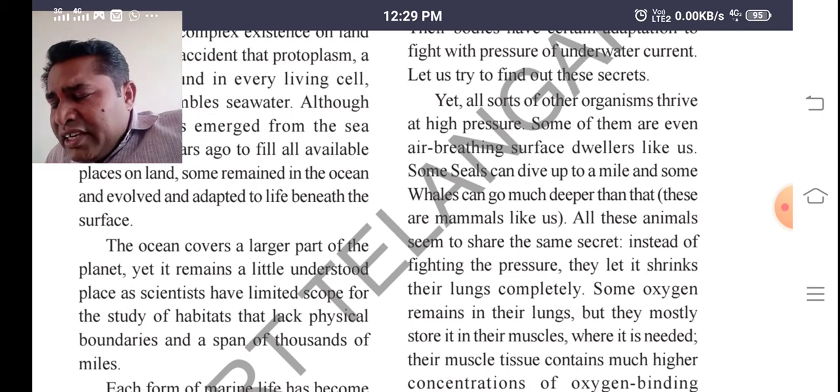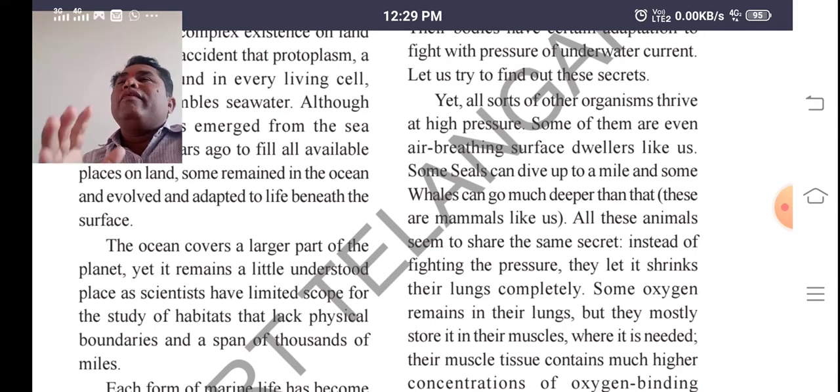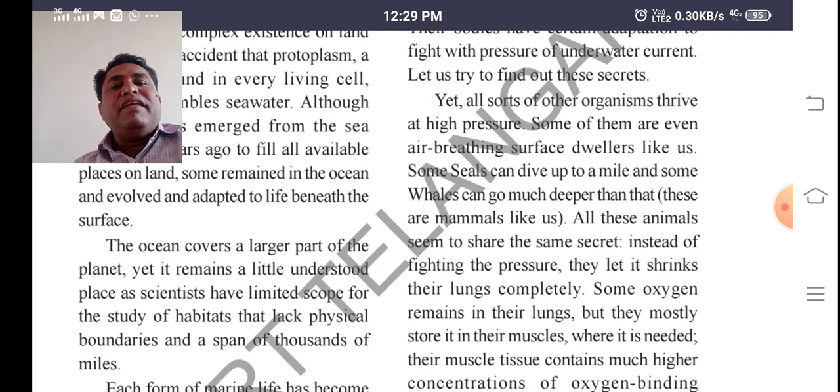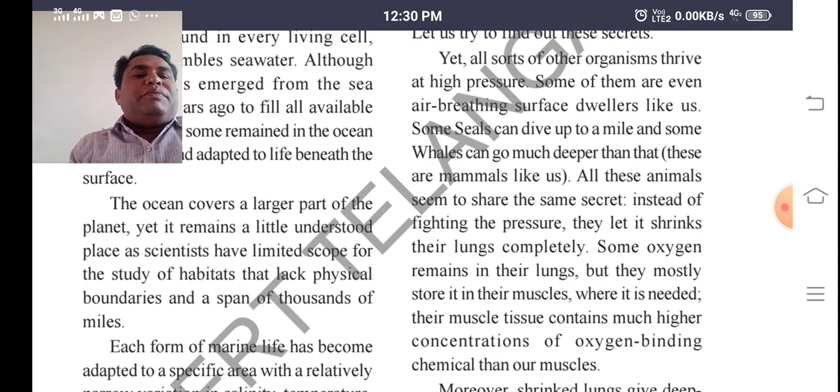So when pressure is increasing, they may move from one place to another place. When they face critical conditions, they move from one place to another in the water medium. So they have developed special equipment to move and to change their body structures. All these animals seem to share the same secret.